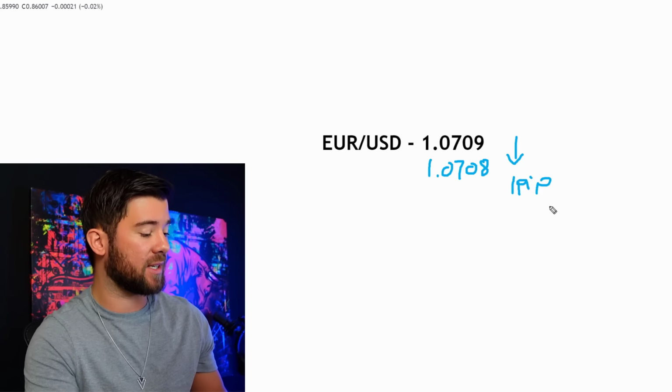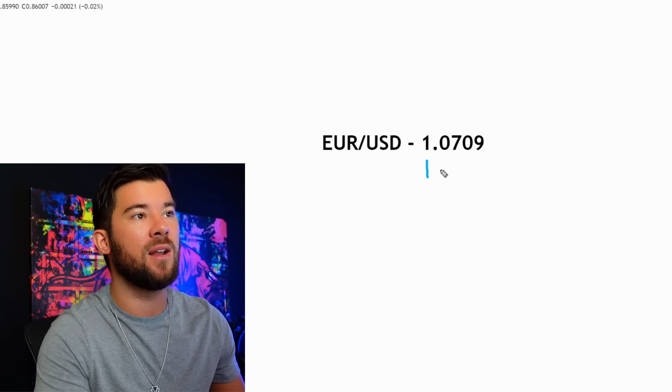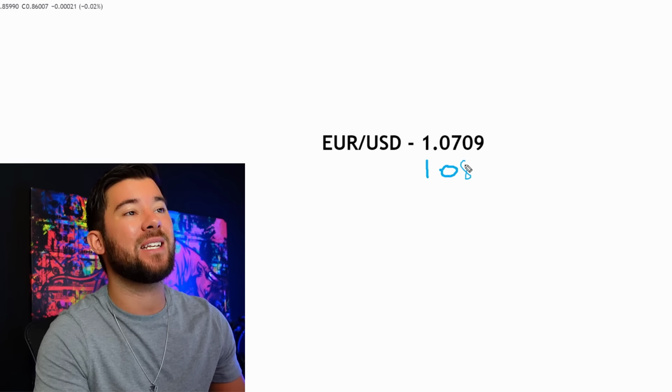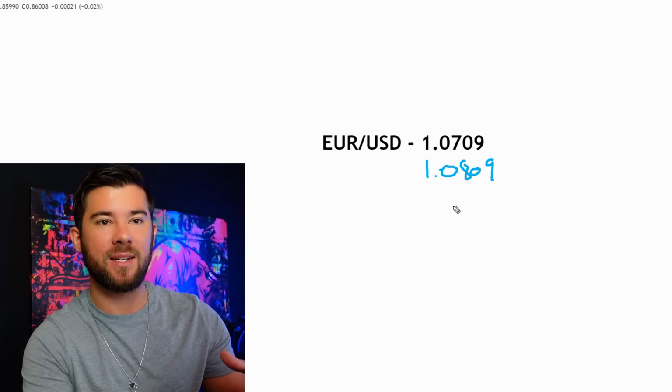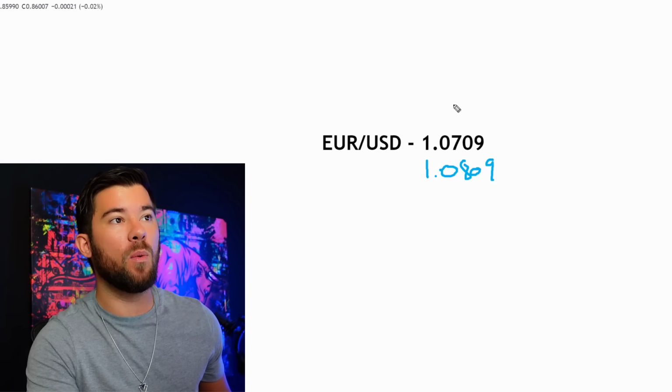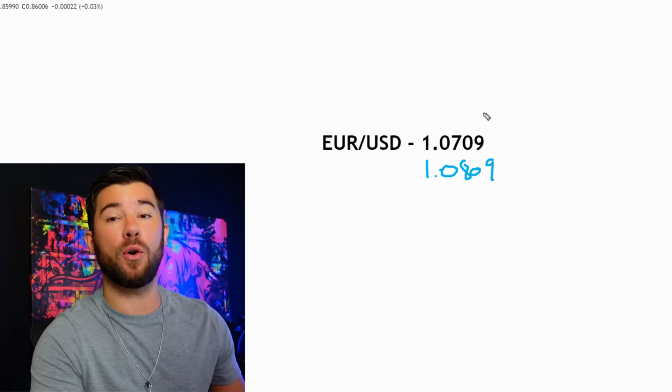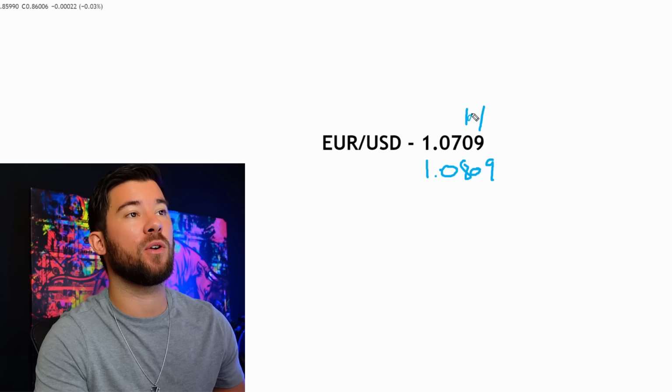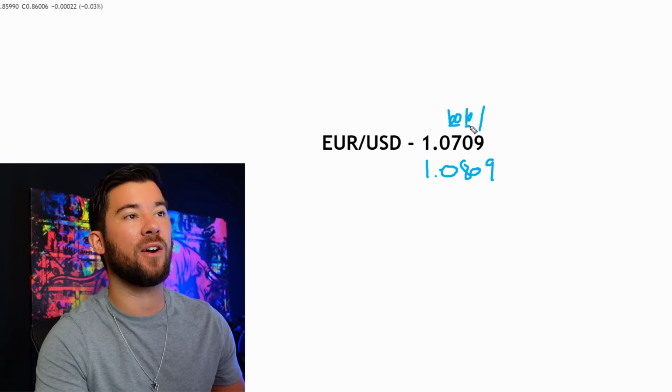So let's go ahead and do another example here. What if we go to 1.0809? At this point, how many pips has price gone up? Well, we've gone up 100 pips. So the 9 is the ones, the 0 here would be the tens, the 7 would be the hundreds. That's how we calculate everything.